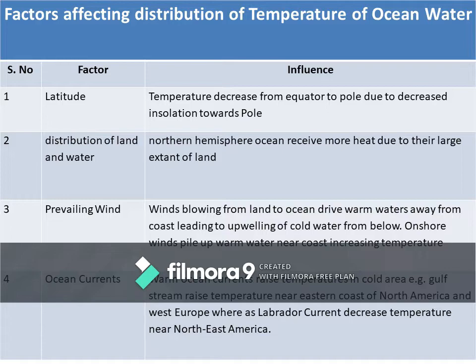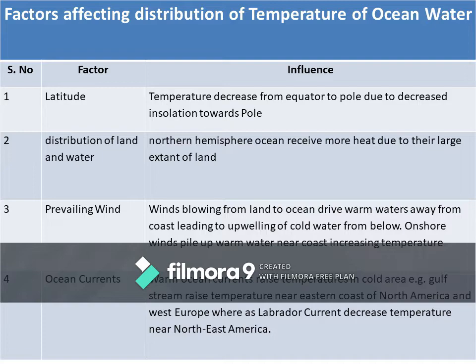Latitude: the insolation received by Earth depends on the latitude. The temperature of surface water, therefore, decreases from the equator towards the pole because the amount of insolation decreases poleward. Unequal distribution of land and water: the ocean in the northern hemisphere receives more heat due to their contact with the large extent of land than in the southern hemisphere.